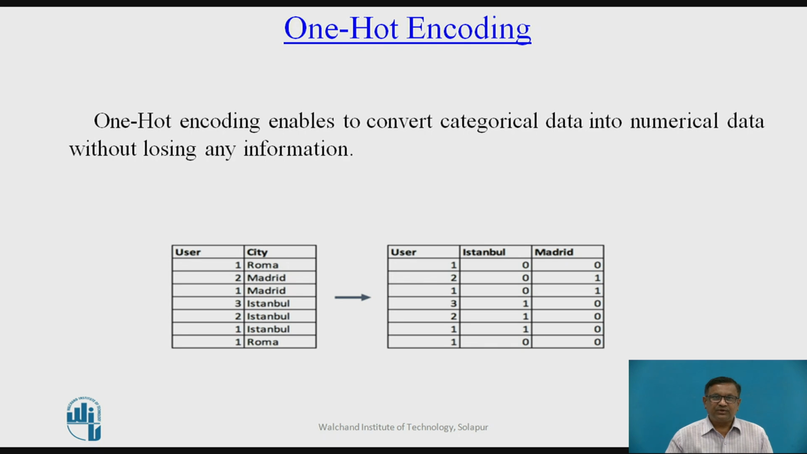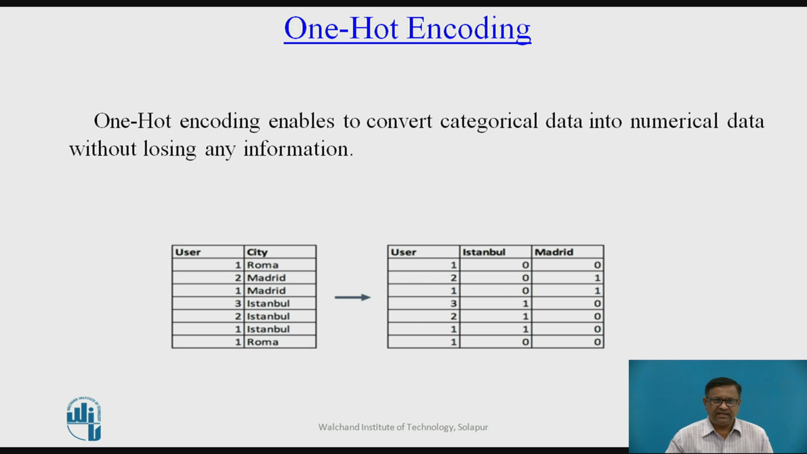Okay, so the next method is one hot encoding. Here we will take one example to see how one hot encoding can be done. One hot encoding enables us to convert categorical data into numerical data without losing any information.